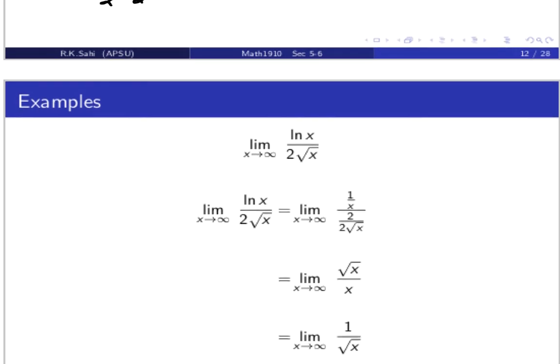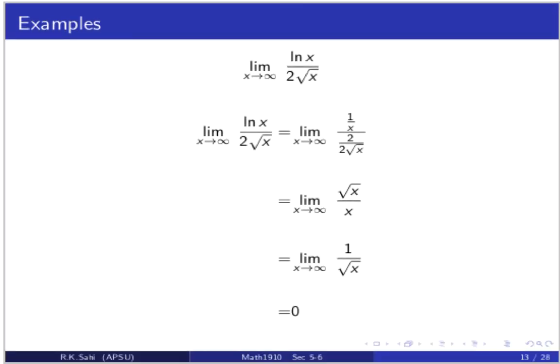Okay. Let's look at another example. The limit as x tends to infinity of natural log of x over 2 square root x. Now when you substitute infinity in place of x, what do we get? Infinity over infinity. So once again, we're going to apply L'Hopital's rule.